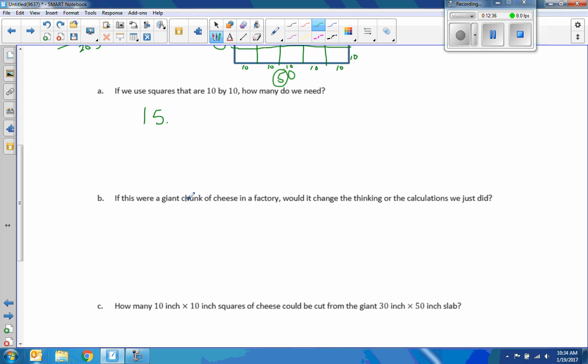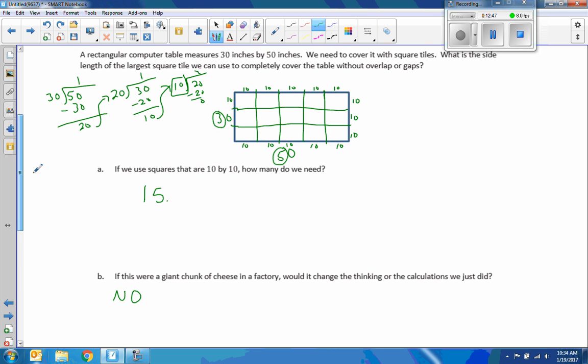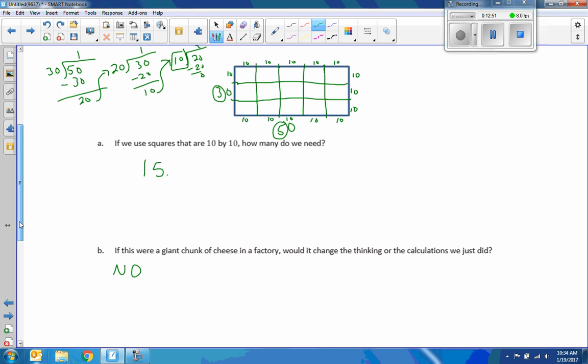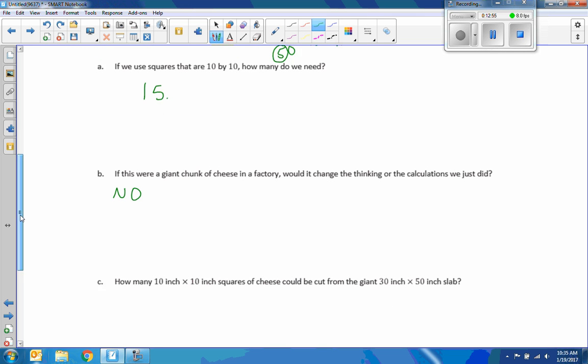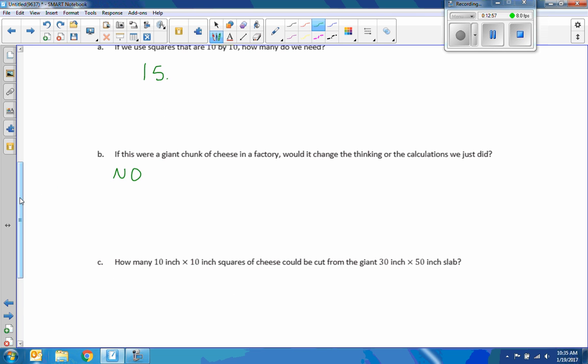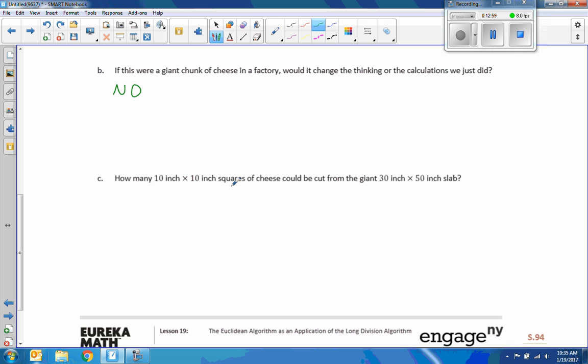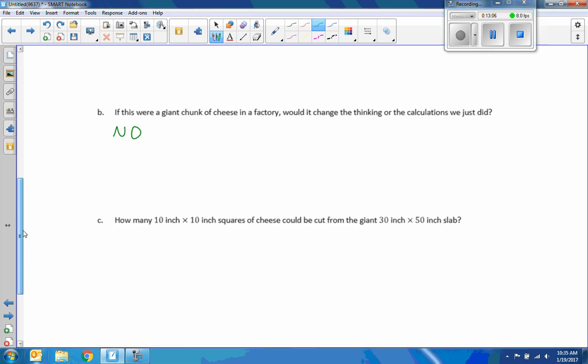If this were a giant chunk of cheese in a factory, would it change the thinking of the calculations we just did? And the answer is no. It doesn't matter if it's cheese or a table, we can break that up into even squares. So if we did this in a cheese factory, every mouse would have the same size piece, to be fair. How many 10 inch by 10 inch square cheeses could we cut from a giant 30 by 50 inch slab? Well, if it's no different, then that's the answer to A, 15.